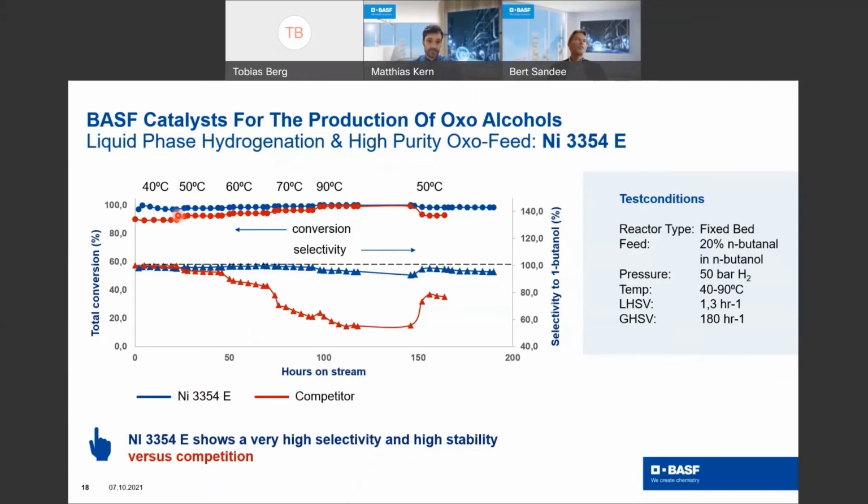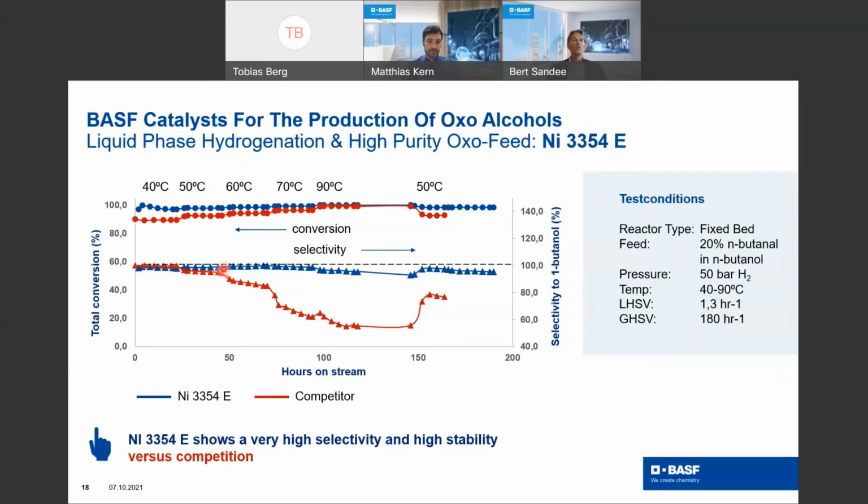And so what you can see, and we start here in the top on the left-hand side, is that 3354 is very active from 40 degrees. The competitor catalyst is out there, but you may need to start at a slightly higher temperature in order to achieve the conversion that you require. And then when slowly ramping up, you can obviously see that at high temperatures you reach higher conversions.